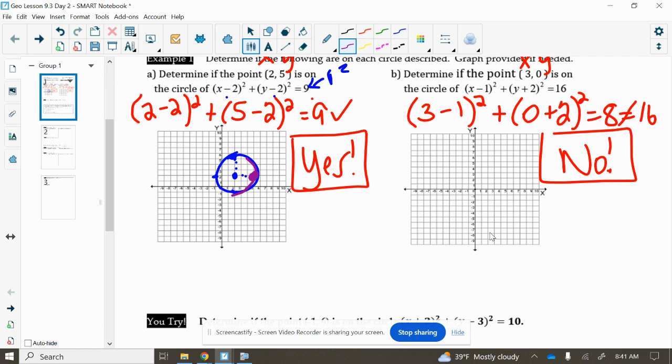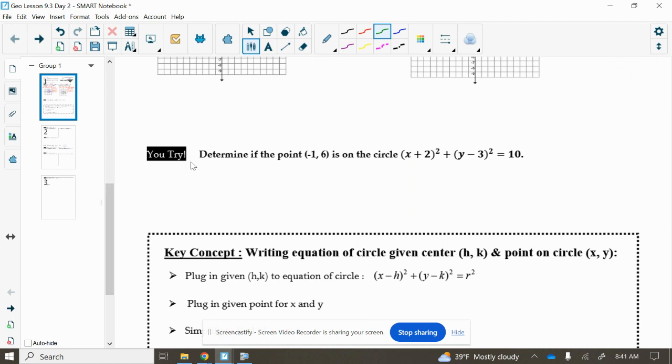In the second example, our circle has its center at (1, negative 2). And then r squared is 16. So the square root is 4: 1, 2, 3, 4. If we look around at these points and we connect, this time that point (3, 0) is inside of our circle. So that makes sense that this one was a no. Okay, you don't often have to graph to test. You could just plug in this x, y, and determine yes or no, is that point on the circle.